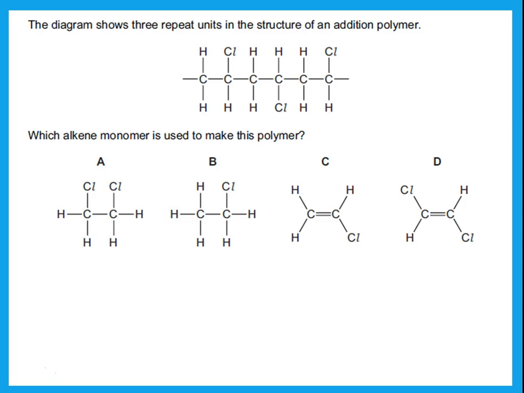Okay, this diagram shows 3 repeat units of a polymer. Which alkene monomer was used? Remember, again, if you look at something that has many repeat units, you only look at one of the repeat units. And you remove the bonds on either side of the carbon and you put a double bond in the middle. So if you do that, which one do you think is the answer? So this is my monomer that I need to look at. I remove the bonds on either side and I put a double bond. So obviously this should be C. Whether the chlorine is up or down doesn't make a difference.